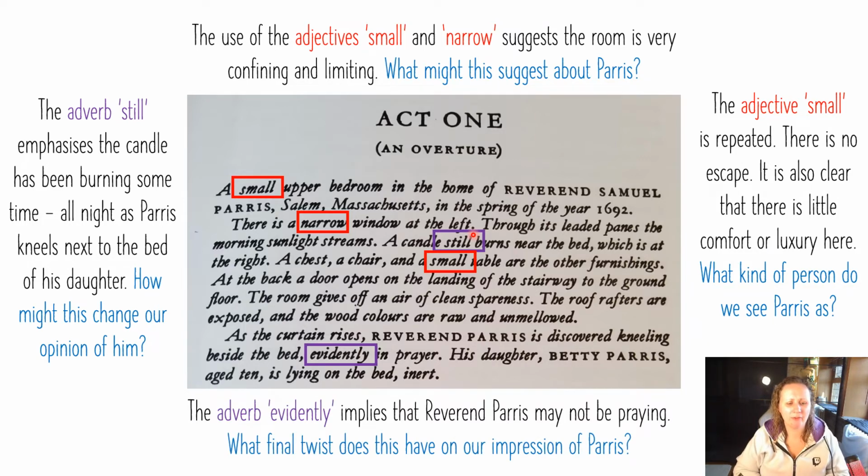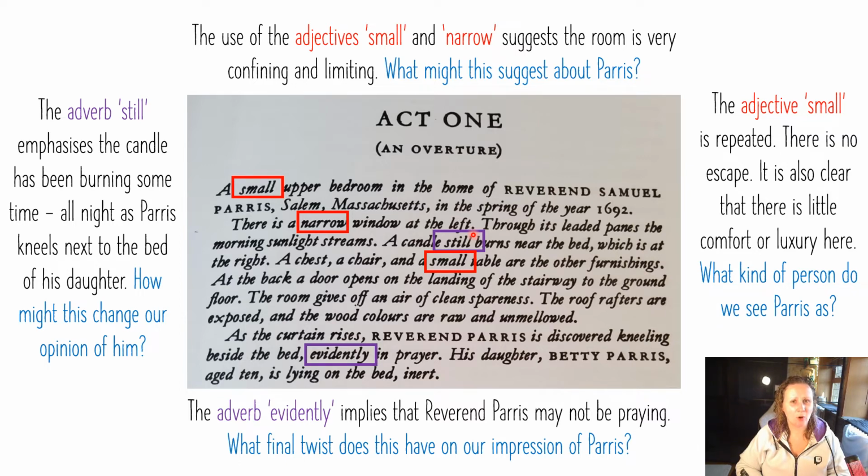Okay, the fourth and final section then. Evidently, another adverb. If he's evidently in prayer, that word suggests that he might not actually be praying. It looks like he's praying, but he might not be. Oh, okay. So, is this a final twist? Is this maybe suggesting something different? What final twist does this have on our impression of Paris?